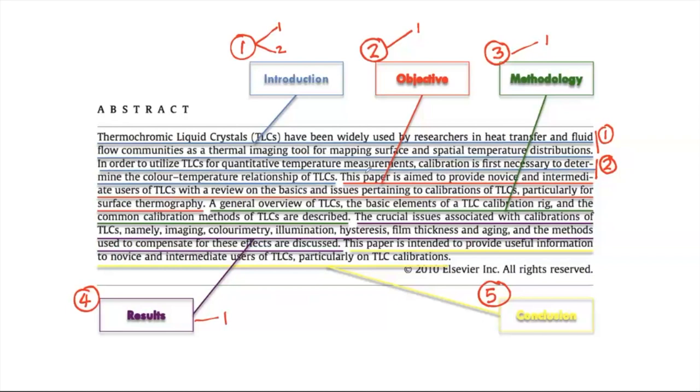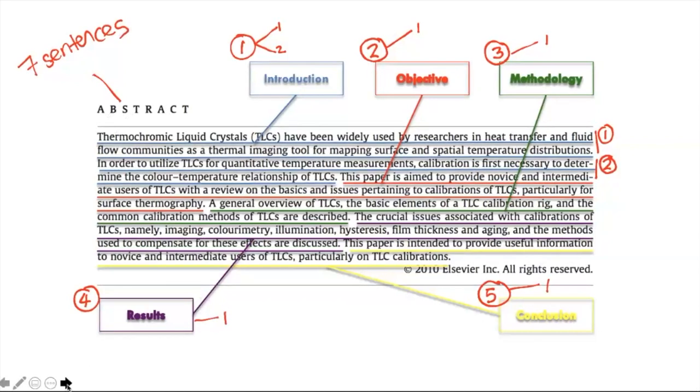And then finally, the conclusion, only one sentence again, right? This paper is intended to provide useful information to novice and intermediate users of TLCs, particularly on TLC calibration. So in total, you have 1, 2, 3, 4, 5, 6, 7 sentences. In the abstract, you have only 7 sentences that tell the whole story of your work.